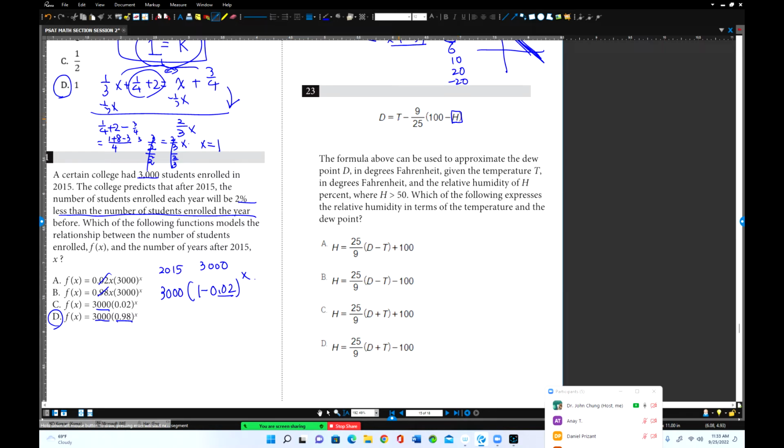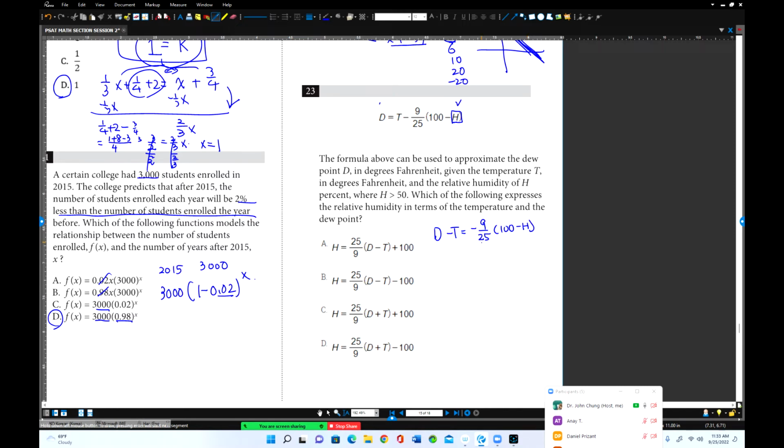T is the first. How can you eliminate T? All others except the H, you can move all the way to the left. That's the way you express H. So first, minus T. D minus T equals negative 9 over 25 times (100 minus H). That's it.